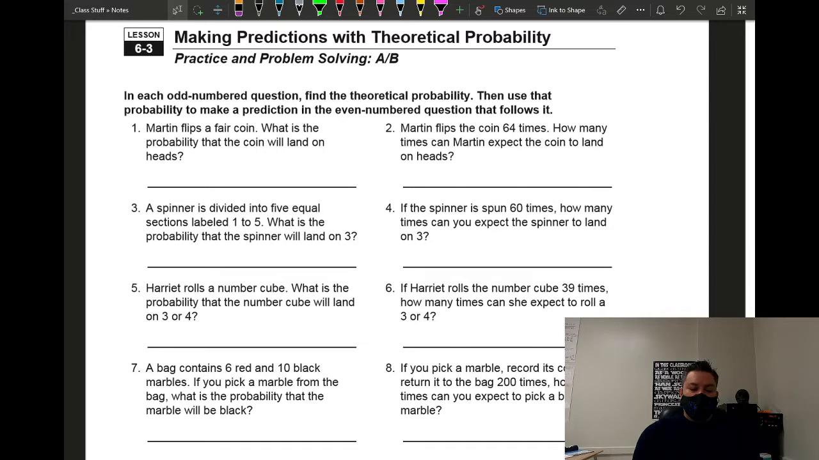And today I'm gonna do 3 more examples on this worksheet. This is actually the worksheet that my students are gonna be working on in class. So I'm gonna show them how to do this really quick. This is making predictions with theoretical probability.